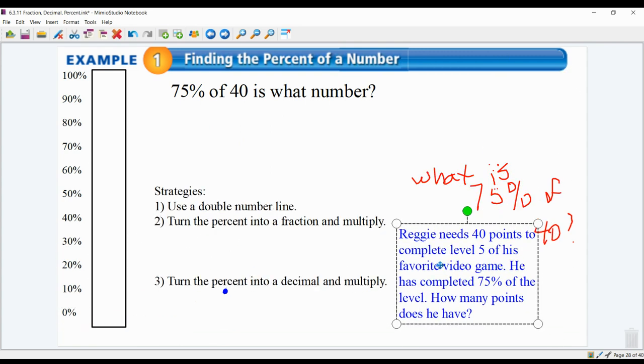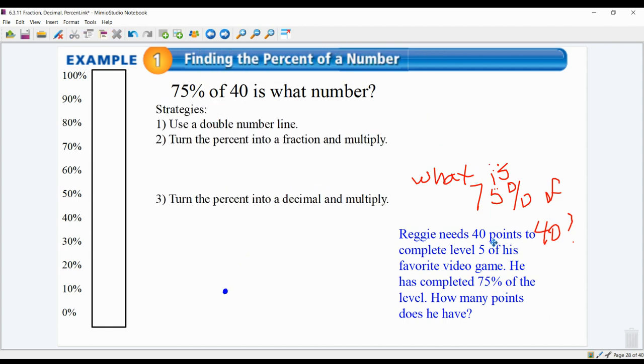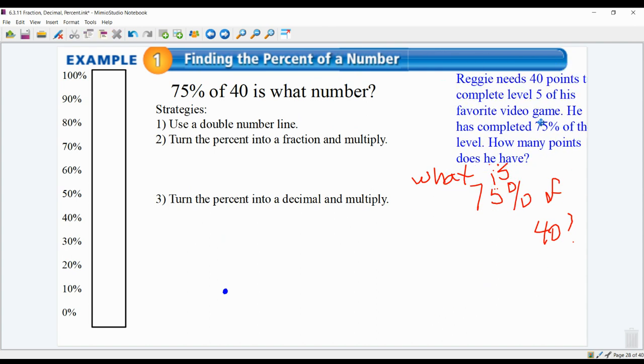Let's say there's a kid who's playing a video game, right? So if he needs 40 points to complete level 5 and he's completed 75% of the level, how many points does he have, right? So his strategy is to get to the next level, and he's 75% of the way there. So that gives us a little bit of a story to work with. I'm going to put that off to the side.